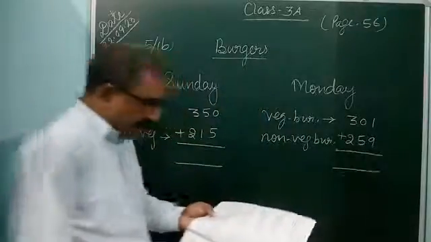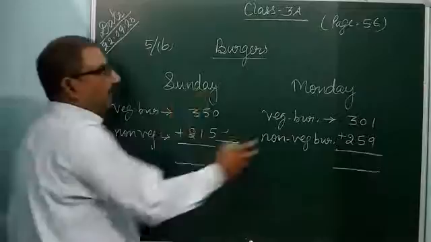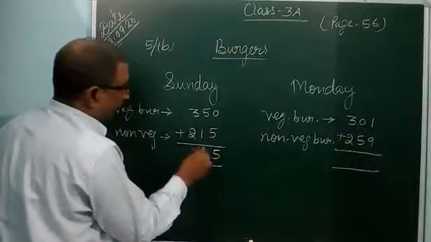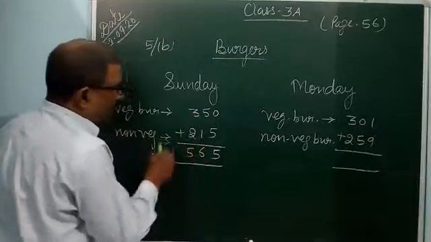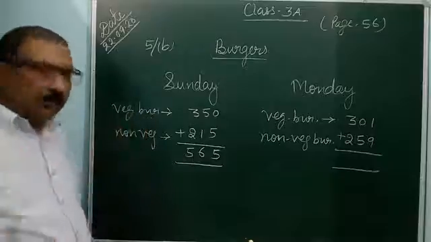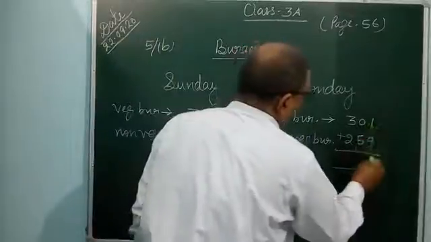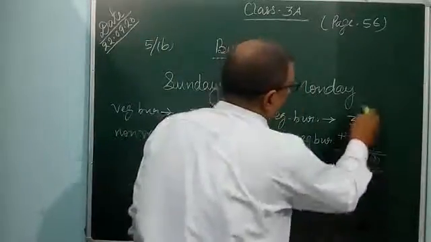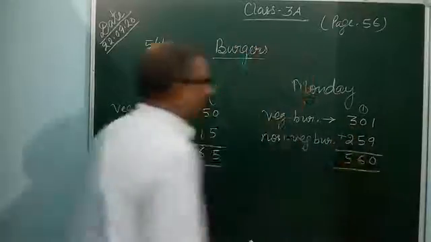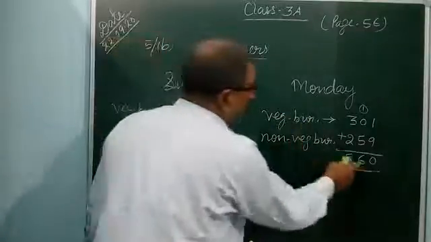So on which day the shop sold more? You can take the sum on Sunday, and on Monday. So 5 1 6 and 3 2 5, 565 burgers, taking veg burgers and non-veg burgers. And on Monday you can take the sum, 9 and 1, 10, 0, 1 carry. So 5 1 6 and 3 2 5, 560. You can see 565 on Sunday and here on Monday 560.